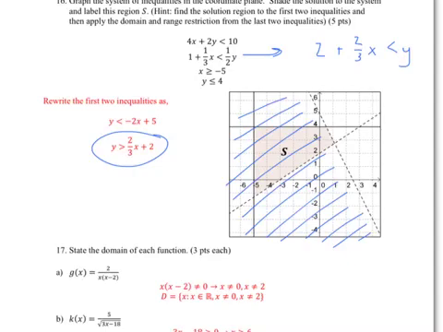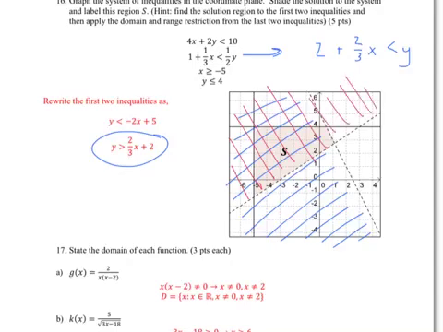Now we need to check a point on this, so we check either a point above this line or a point below this line. And if we check the origin and plug the origin in here, we get 0 is greater than 2. That's not true. 0 is not bigger than 2, so we do not shade this side. We have to shade up here, and that's going to look like this.